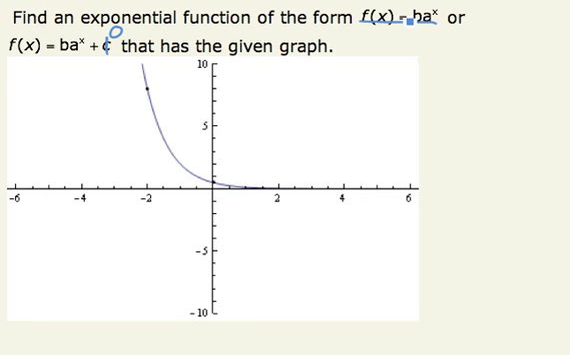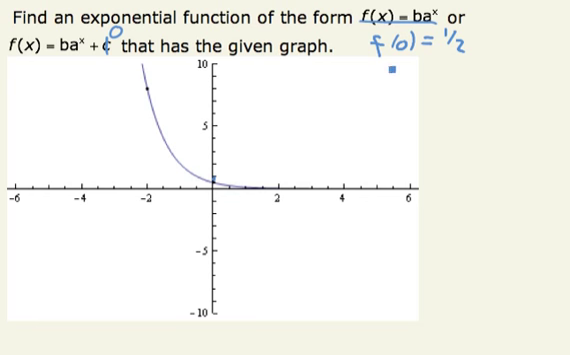Now, to find out what either a or b must be, we're going to look at the 2 points we're given. Let's first of all note that the intercept is at 0, 1/2. So that tells me that f of 0 must equal 1/2. That's this point.